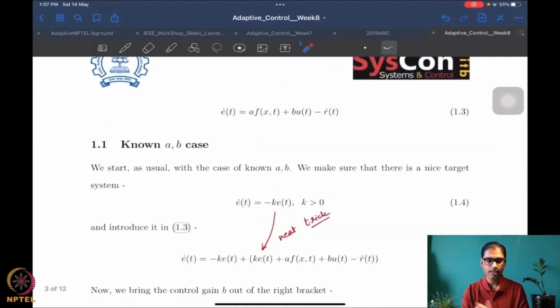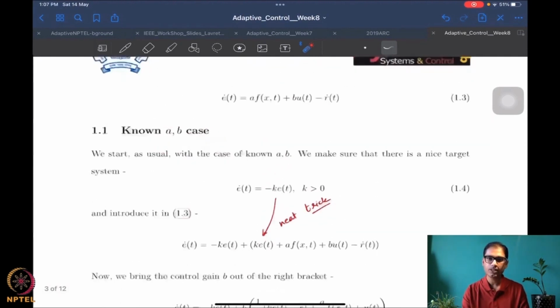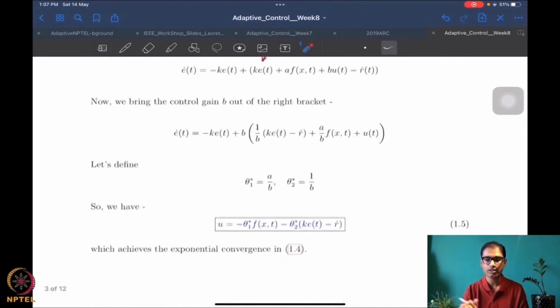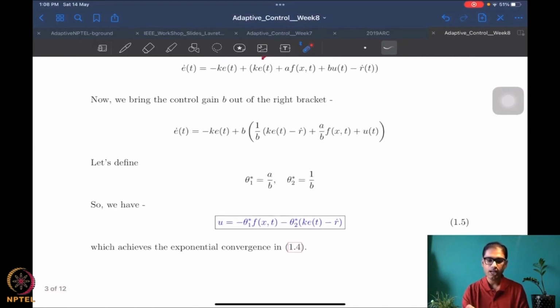Although as of now we are saying that this is a known A B case, we still want to redefine the unknown parameters, or redefine the parameters of the system. And how do we do that? I now choose A over B as theta 1 star and 1 over B as theta 2 star. So instead of A and B being my unknowns, I have two new unknowns, theta 1 star and theta 2 star, defined as such.